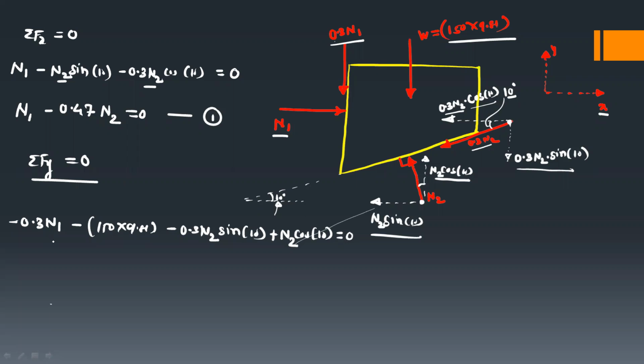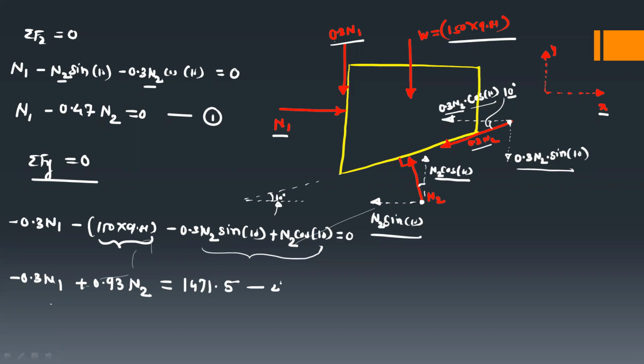So from this, we will get the second equation in terms of N1 and N2. Calculate the coefficient of N2. For N1, we have minus 0.3 N1, plus 0.93 N2, and this is equal to, take this term on the right side, 150 into 9.81. So it is 1471.5. So this is your second equation.